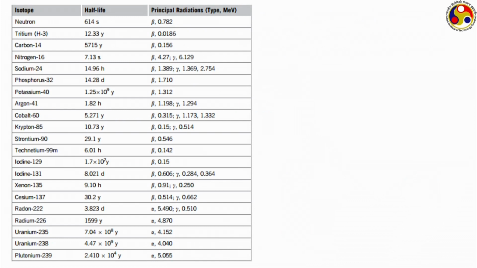Yes. If we see this particular list, here we have several elements listed along with their half-life values, and also the principal kind of reactions that they generally suffer. Like you see that tritium has a half-life of 12.33 years, that is if we have a sample of tritium containing 500 isotopes to start with, only after 12.33 years the number will become 250, and for reducing 250 to 125 it will require another 12.33 years.